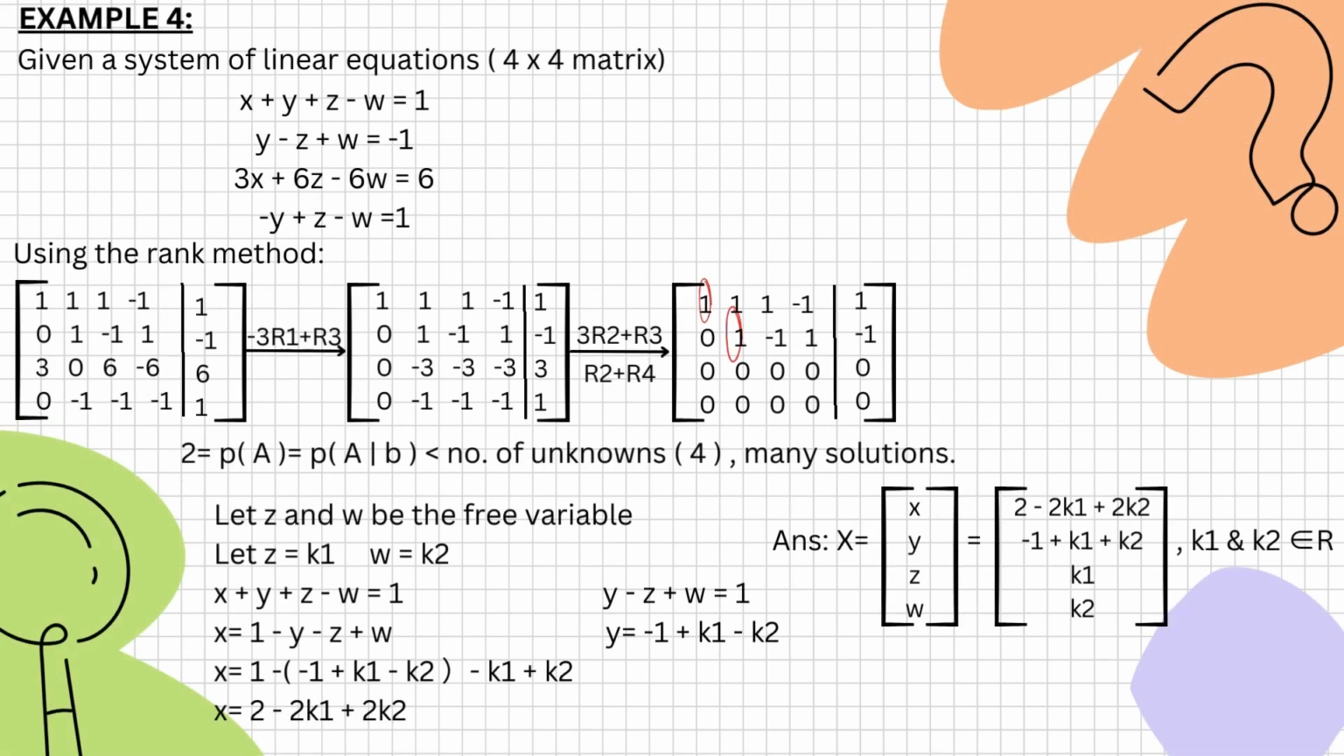Example 4 is more or less like the previous example, but it has a special thing, which is that it has two columns that don't have a leading one, which are column z and column w. So, we let both z and w be free variables. Hence, let z be k1 and w be k2. By back substitution, substitute z equals k1 and w equals k2 into the equations. Then, we can find the solution, which is that both k1 and k2 can be any real number.